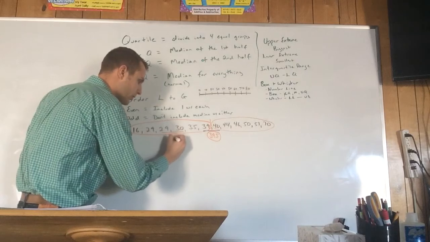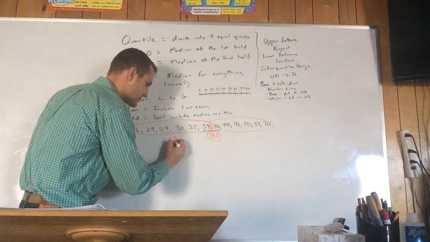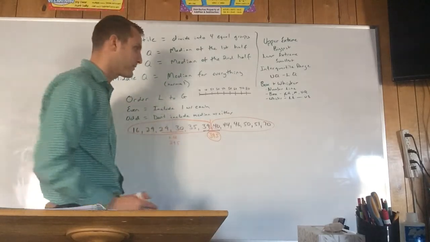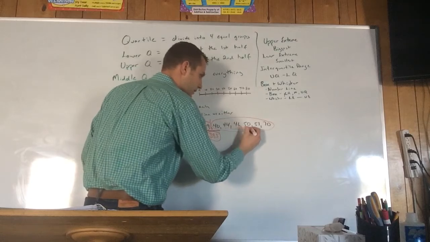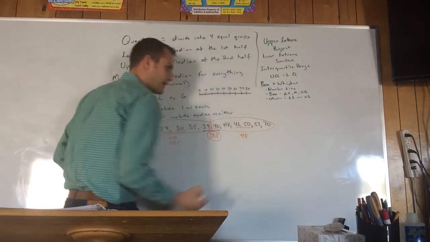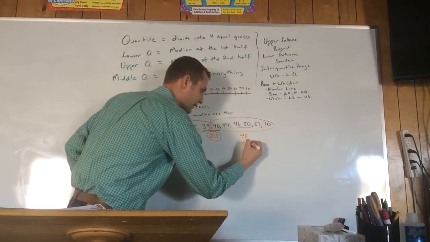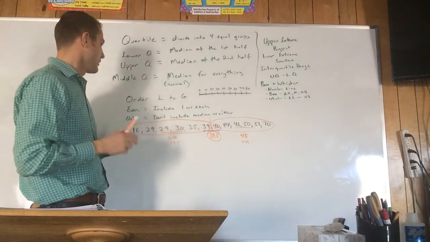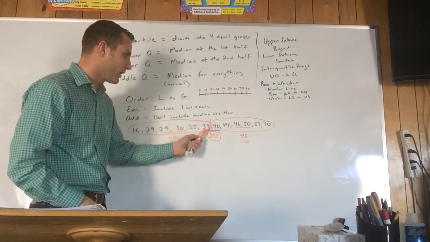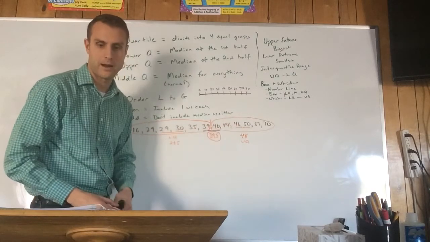For my lower quartile, just like for my median, I have to add the 2 middle numbers together and divide by 2. So my lower quartile is 29.5. For the upper half, those are the 2 middle numbers, 46 plus 50. Divide by 2, I get 48. That's my upper quartile. So if there's an even number, you include the lower one in the middle with the lower half and the upper one with the upper half.